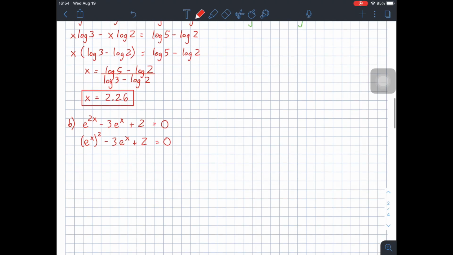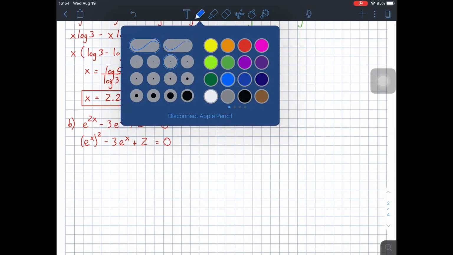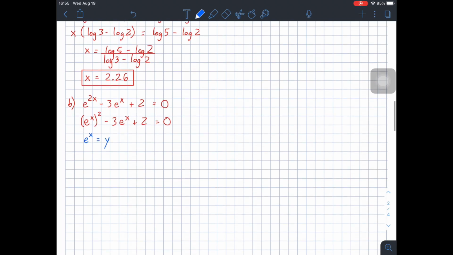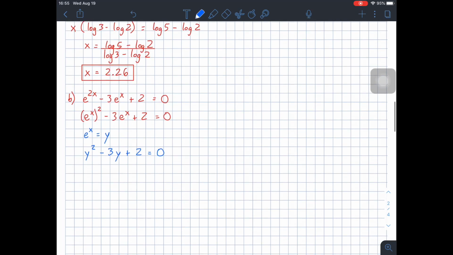So now that you have it in this format, maybe it's easy to visualize why I decided to rename the variable e to the power of x to y. Because if I do that, I can rewrite this expression as y squared minus 3 times y plus 2 is equal to 0. And this is a quadratic equation which is easy to solve, right?